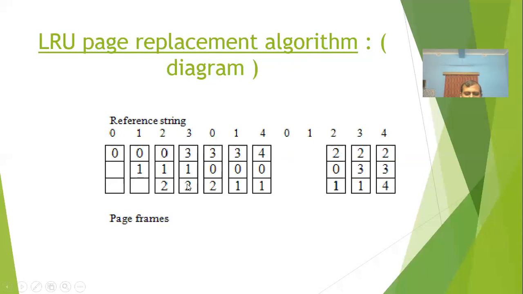So ultimately, we are getting here 1, 2, 3, 4, 5, 6, 7, 8, 9, 10. Am I right? Yeah, 10 number of page faults for the LRU page replacement algorithm. So these are the 3 popular page replacement algorithms that we can implement as page replacement techniques.